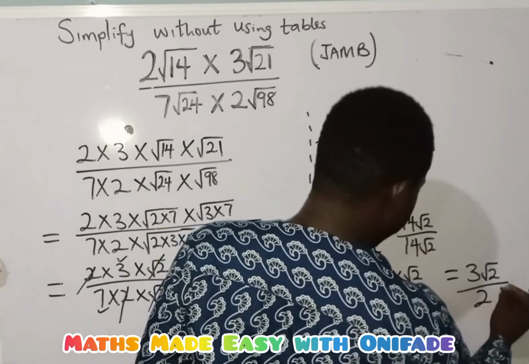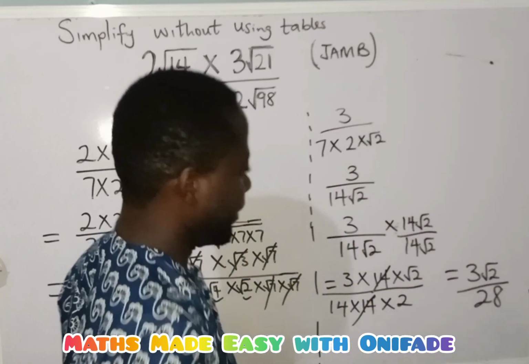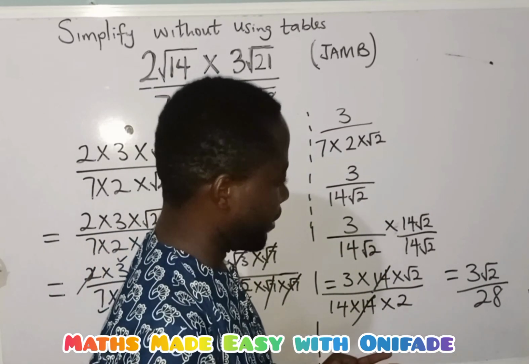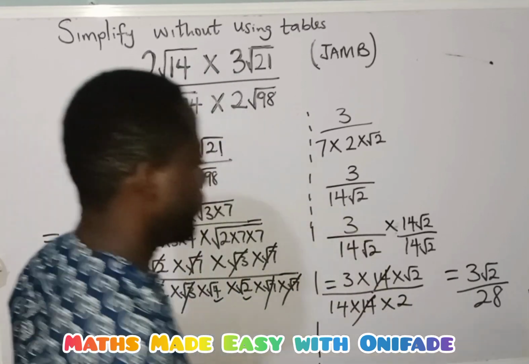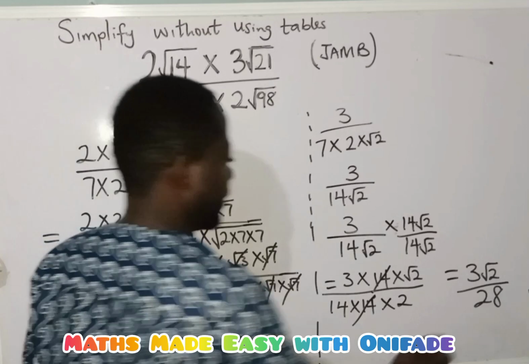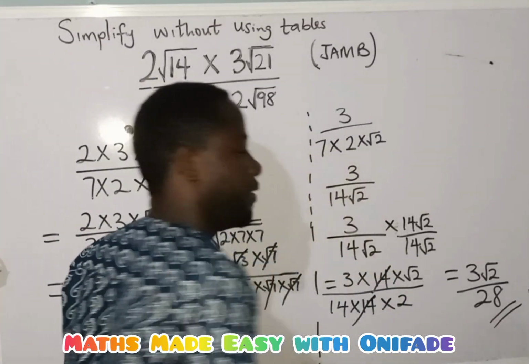That will be 28. Now, can I stop there or can I simplify further? Since 3 cannot divide 28, I can't move further. So I'm going to stop there, and this is going to be my final answer.